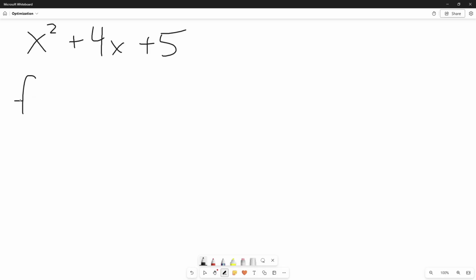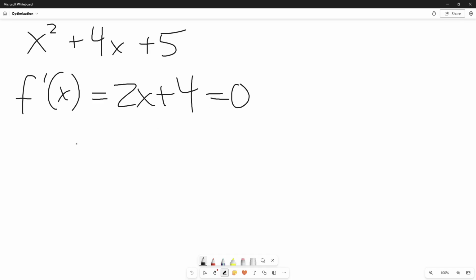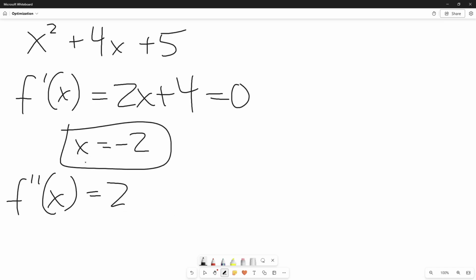And to do that, you already know that we should take f prime of x, and we get 2x plus 4. We set it equal to 0, and we get x is equal to -2. And to prove that this is a minimum or a maximum, we take the second derivative, f double prime of x, which is equal to 2. And when the second derivative is positive, that means you have a minimum. So yes, at x equals -2, this function will output a minimum value.